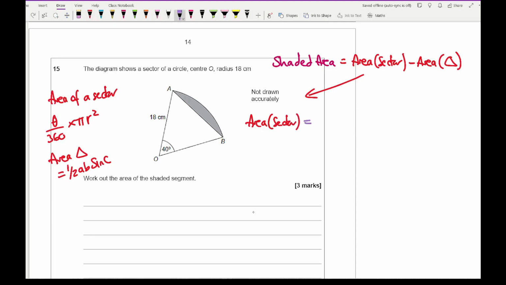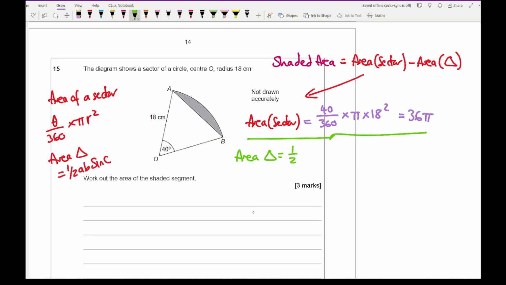So looking at the area of a sector, it's going to equal 40 over 360 multiplied by pi times 18 squared. And if I type that all into my calculator, I get an answer of 36 pi. So then, working out the area of the triangle, it's going to be a half times 18 times 18 times sine 40. And if I type that all into my calculator, I get an answer of 104.1315928.